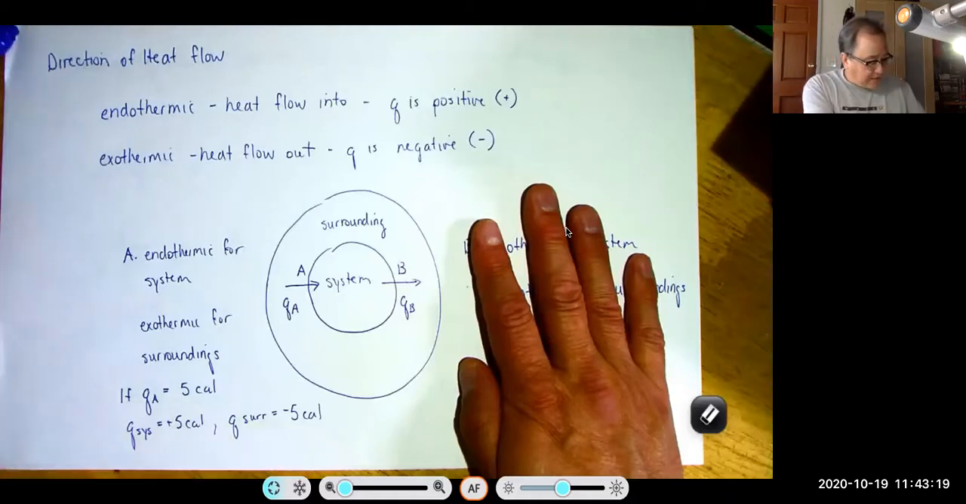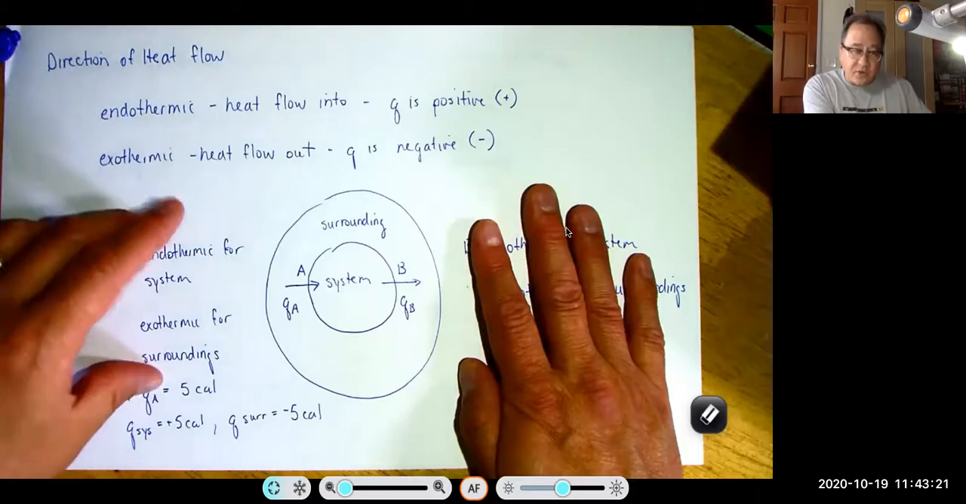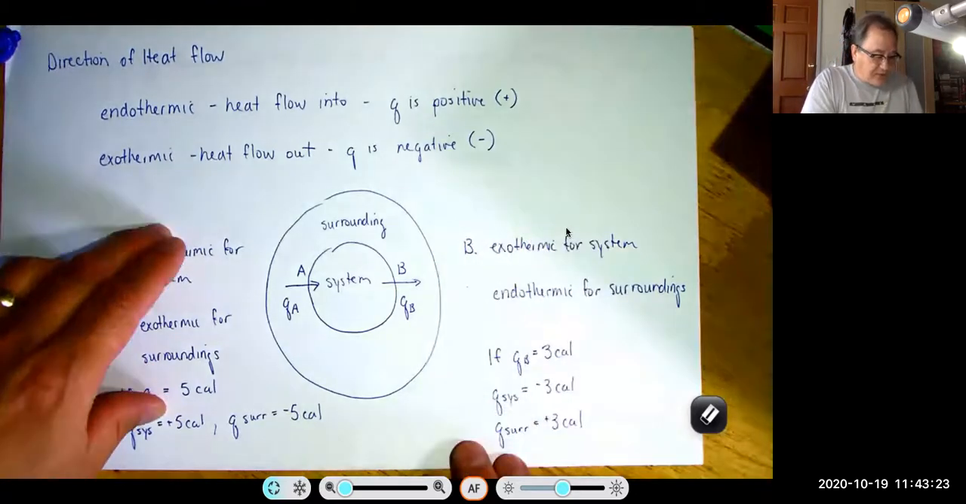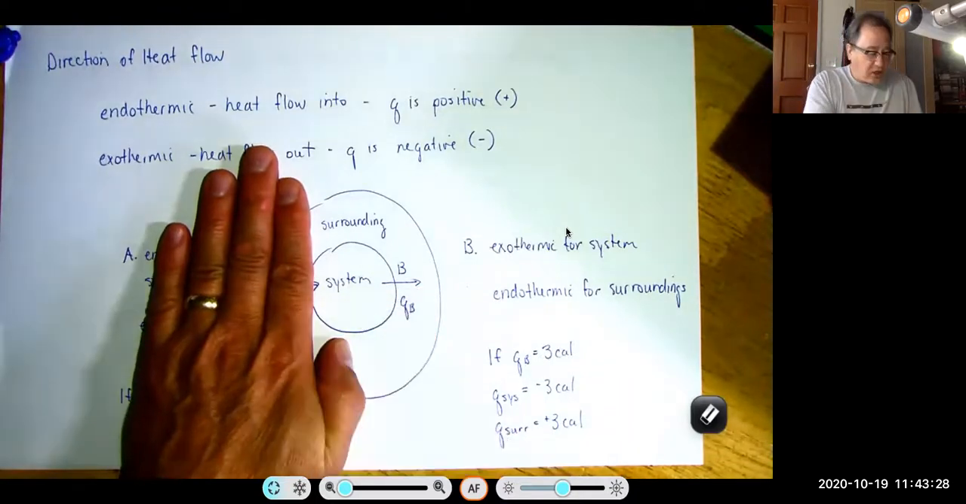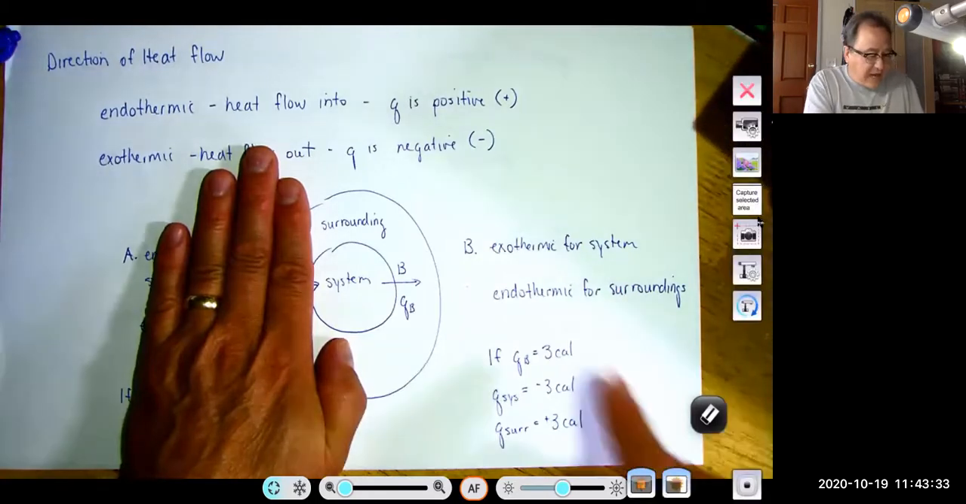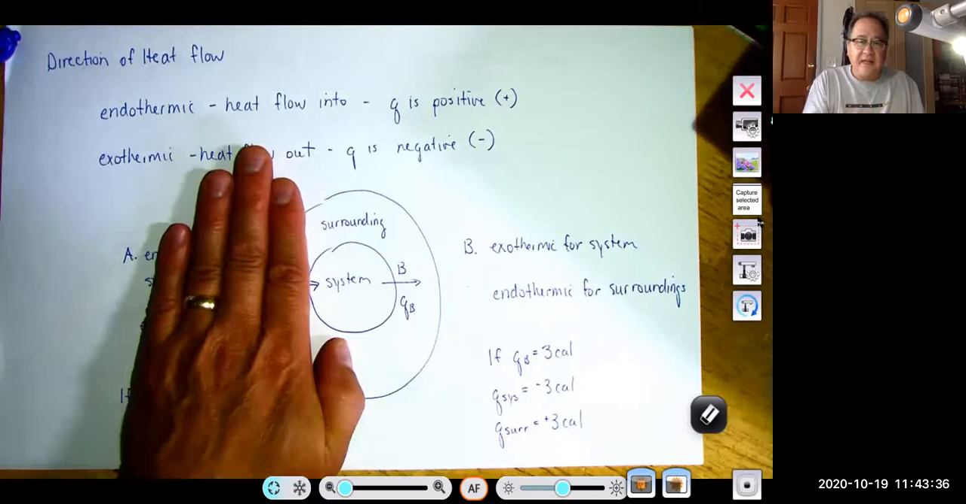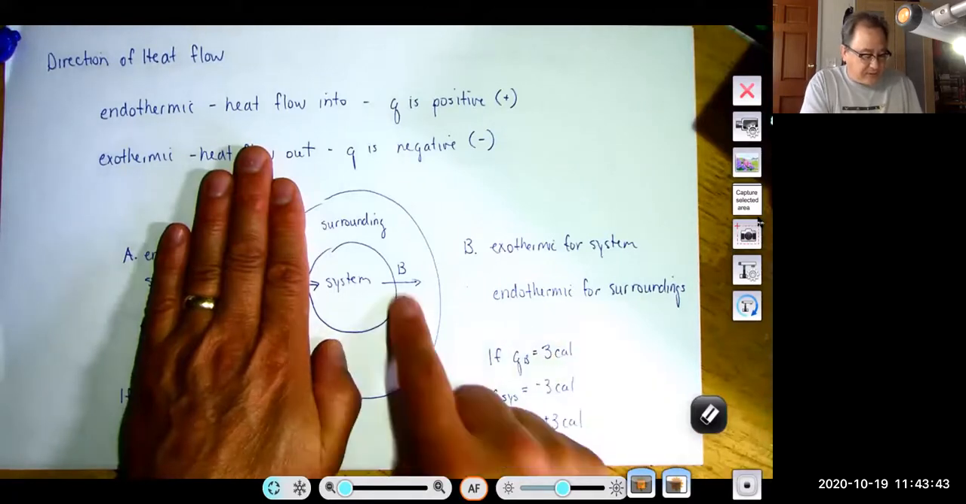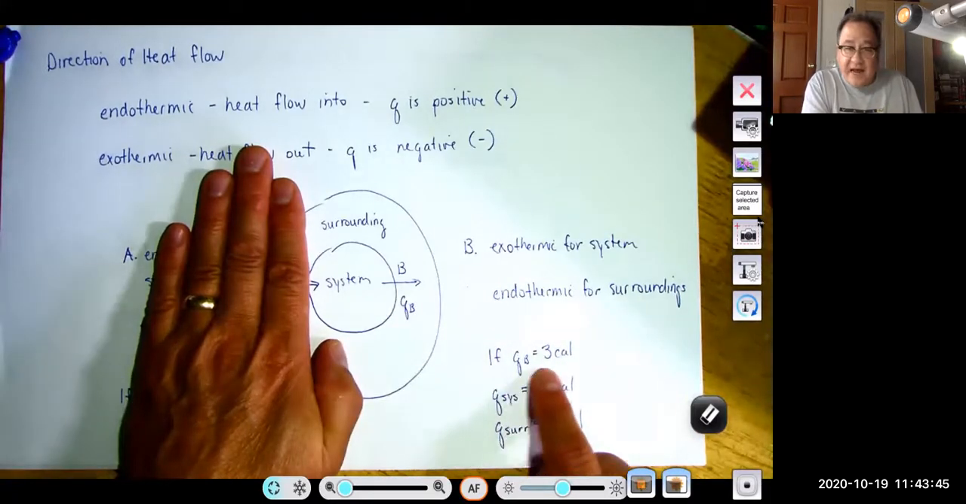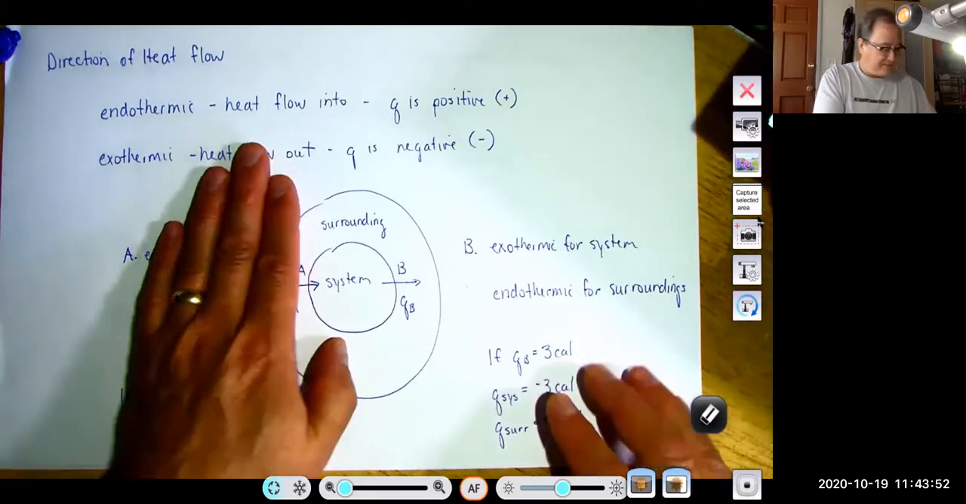Now, this endothermic and exothermic can be applied to the system or the surroundings. So let's look at situation B, where energy is leaving the system and going into the surroundings. So for the system, this is considered to be exothermic, energy leaving. I like to use the word exiting for exothermic. And endothermic for the surroundings. So if Q of B is 3 calories going into the surroundings, then Q of the system has to be -3, losing 3 calories.